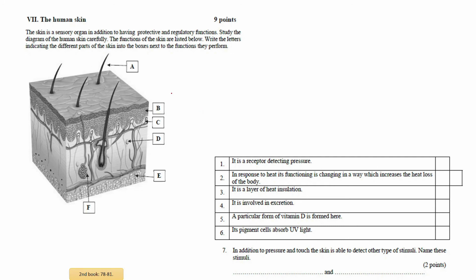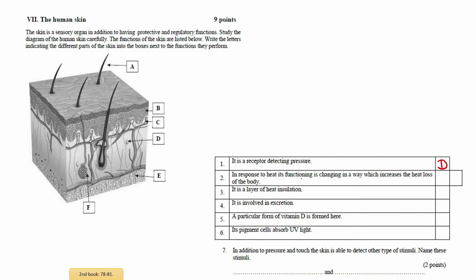Alright, so first let's name the parts. A is showing us the hair shaft. B is the epidermis. C, I think it's a blood capillary. D is showing us a receptor. E, it's the hypodermis or the adipose tissue. And F is a sweat gland. Okay, it is a receptor detecting pressure. That is going to be D, pressure receptor.